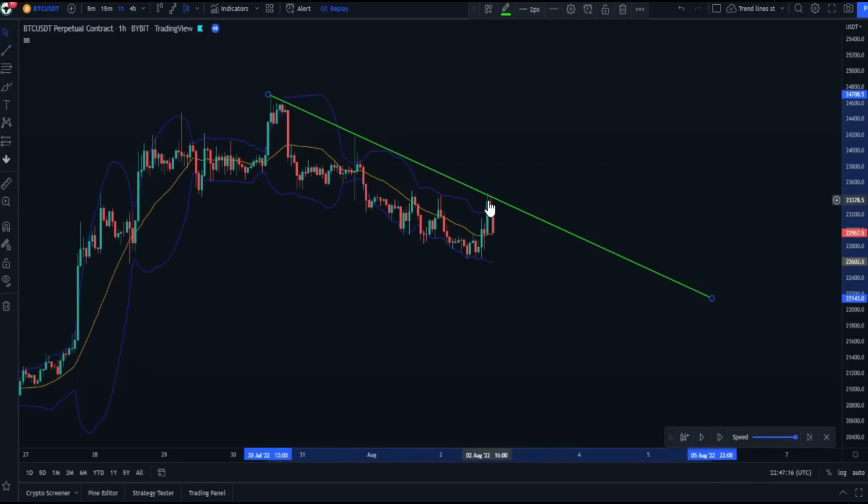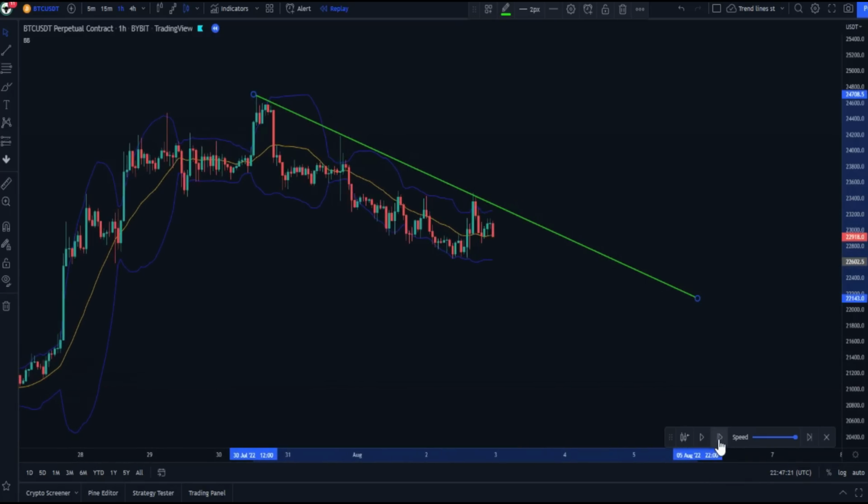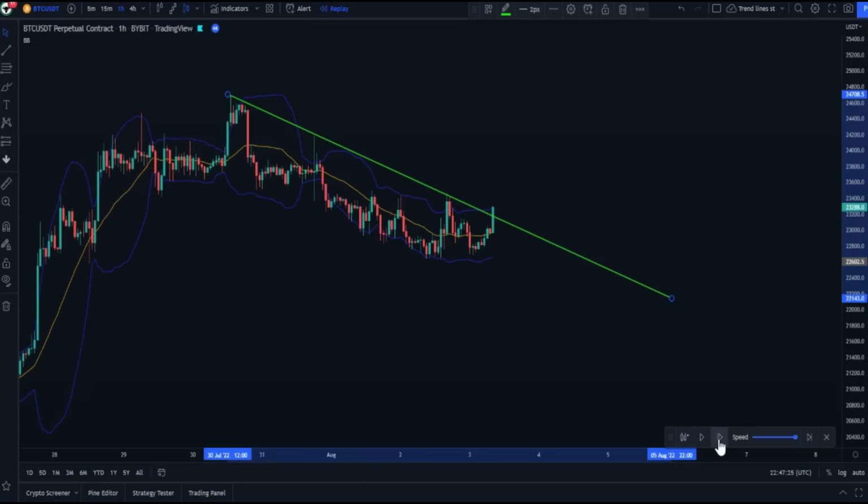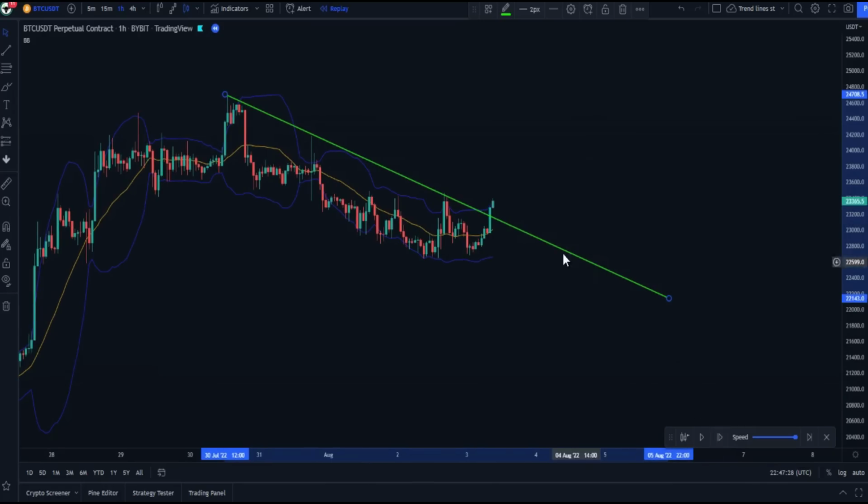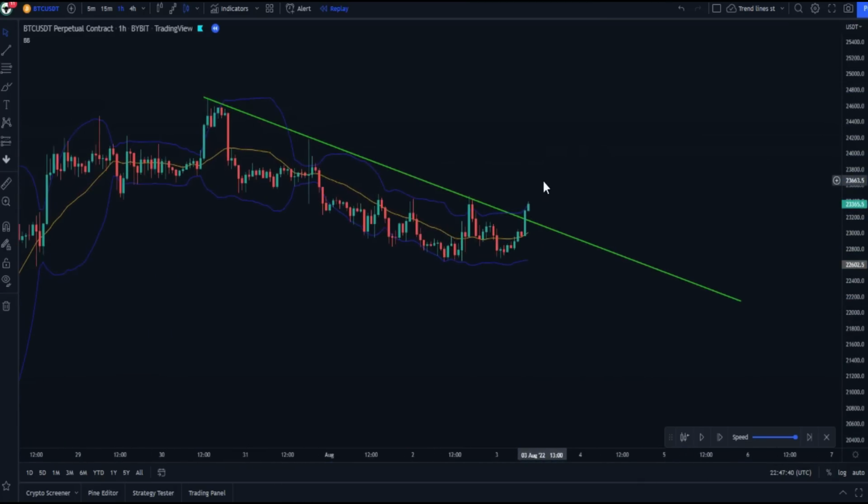Here there was no breakout, but the rebound happened right on the line, so let's move on and see what happens. Now at this candle, the breakout has been confirmed. But wait, is that true? Is the breakout really confirmed? In general, yes, the breakout happened, but how do we know that it is a real breakout and not a fake one?